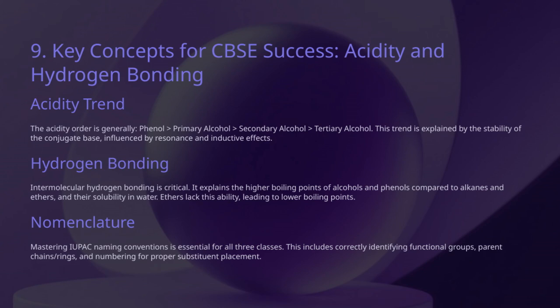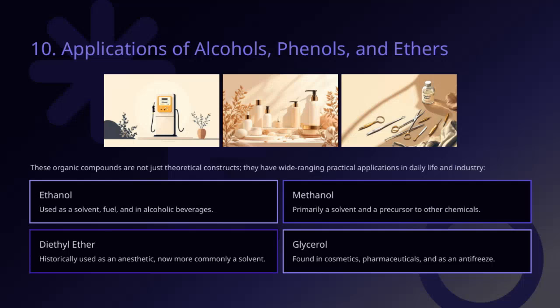These are key ideas that are crucial for success in CBSE chemistry, and they tie directly into our overall understanding of organic chemistry. Now, let's look at some common organic compounds and their practical uses. Glycerol, for example, is found in cosmetics, pharmaceuticals, and even as an antifreeze. It's primarily used as a solvent and also serves as a precursor to other chemicals. Moving on to methanol, historically, it was used as an anesthetic, but today it's more commonly employed as a solvent in various industrial processes. Then there's diethyl ether, which has been used as a solvent, a fuel, and even in the production of some alcoholic beverages.